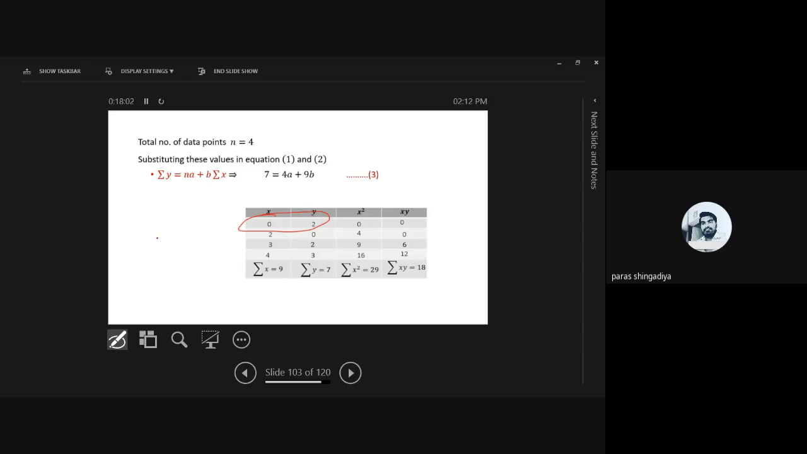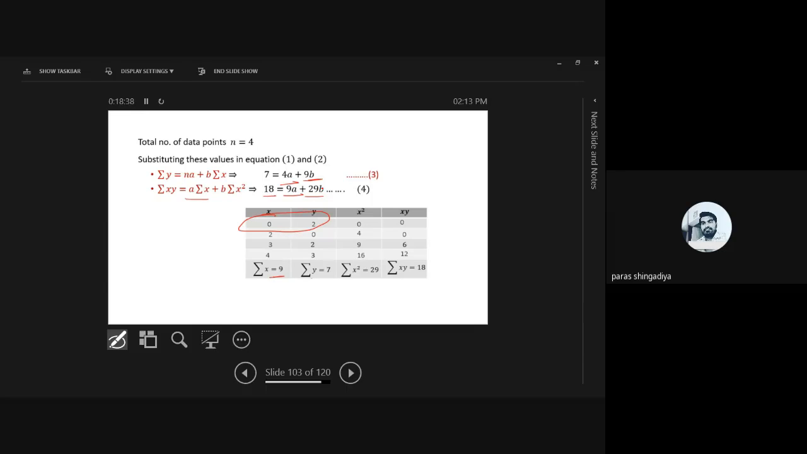So the value of sigma y is 7, n into a, that is 4 into a, and sigma x into b, that is sigma x is 9, so 9 into b. That is the first equation. Now the second one, that is sigma xy is equal to a sigma x plus b sigma x square. Replace these values. Sigma xy is 18, 9 into a plus 29b. Now observe these both equations. What is the form of these both equations? They are two straight line equations which involve two unknowns. Which two unknowns? a and b. We have to derive those, okay?